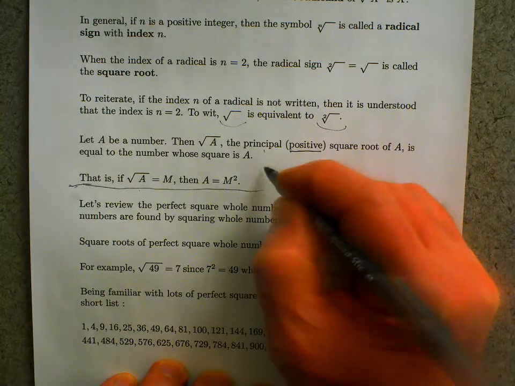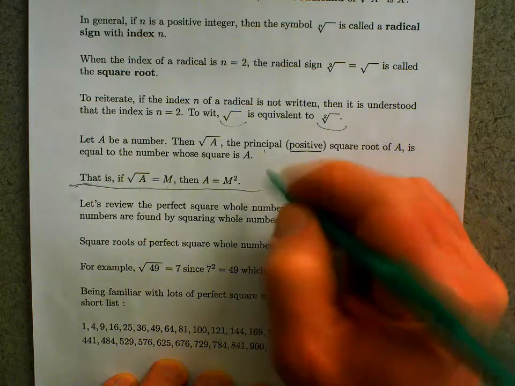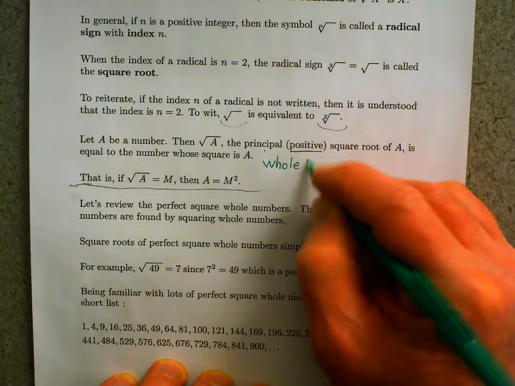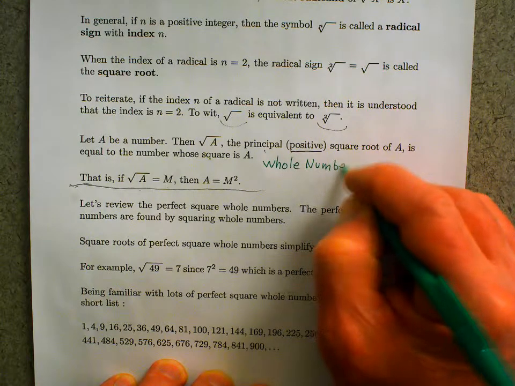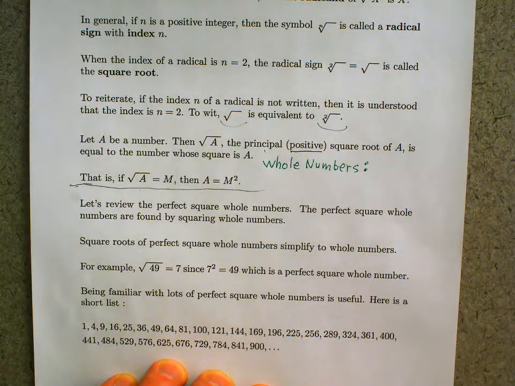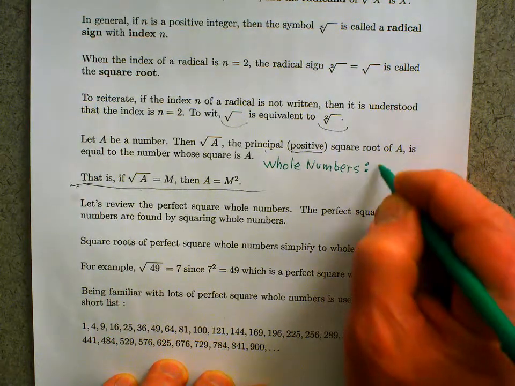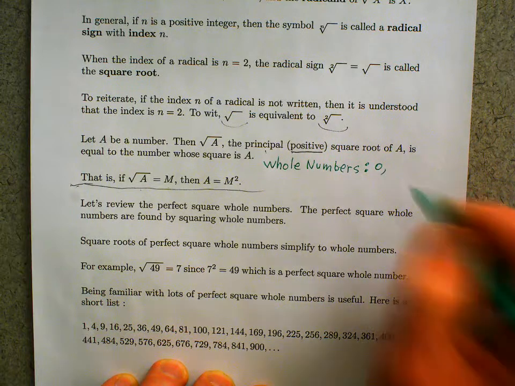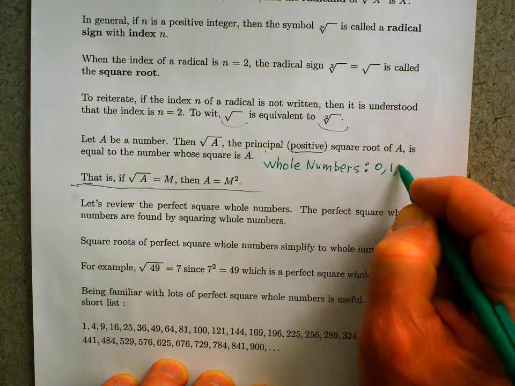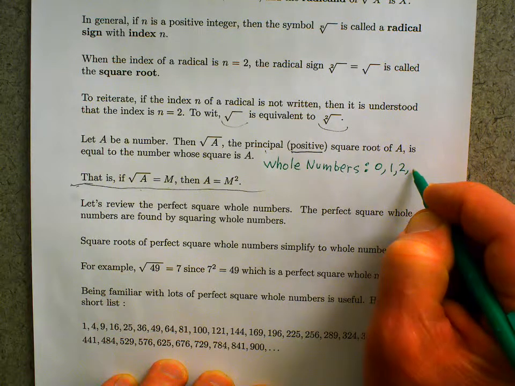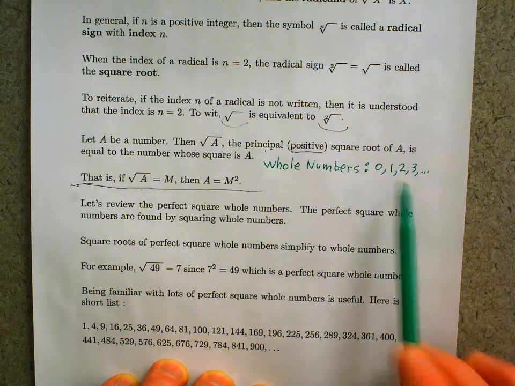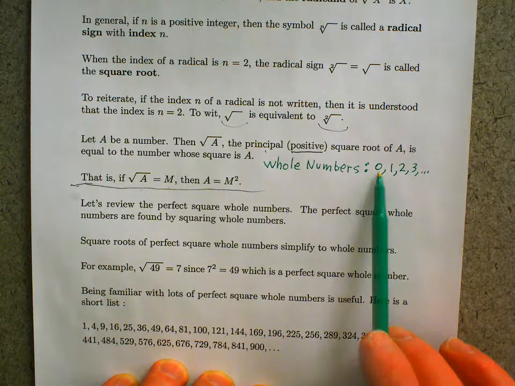So in case there's any question about what the whole numbers are, what are the whole numbers? Well, the smallest whole number is 0. And then the next whole number after that is 1. And the next whole number after that is 2, and so on. So the whole numbers consist of the positive integers and 0.